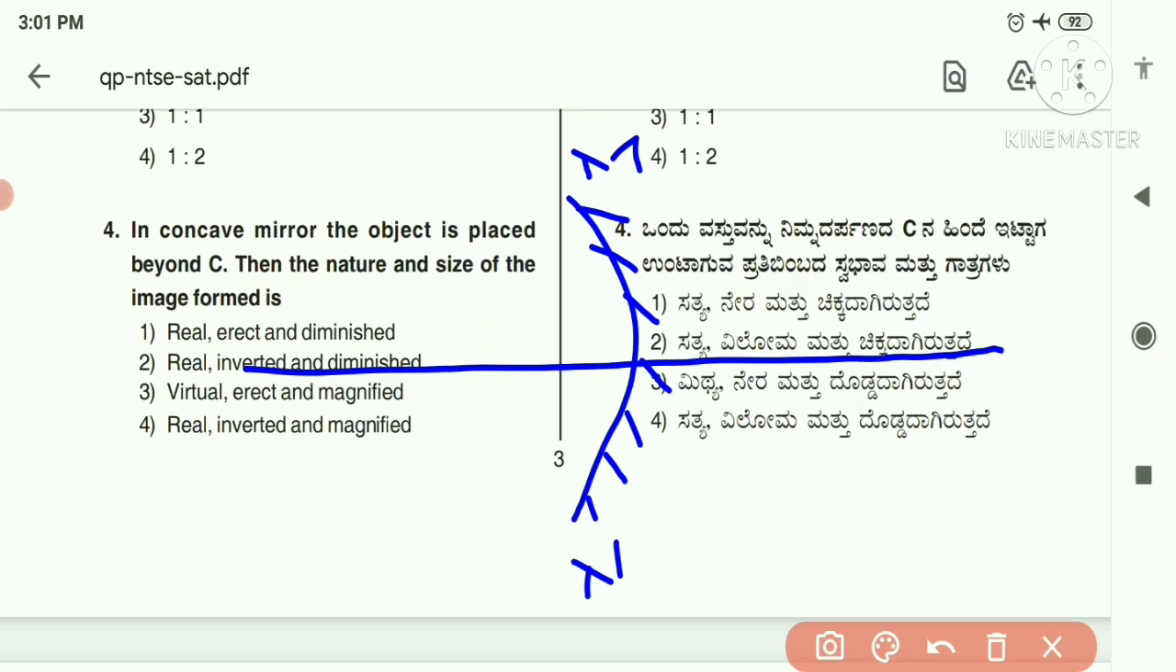This is known as the principal axis, and this one is the center O, you can say the pole. Now here I am marking the principal focal point. Now the double center of curvature, and the image is forming here. This is A and B. Now the image is beyond the C.